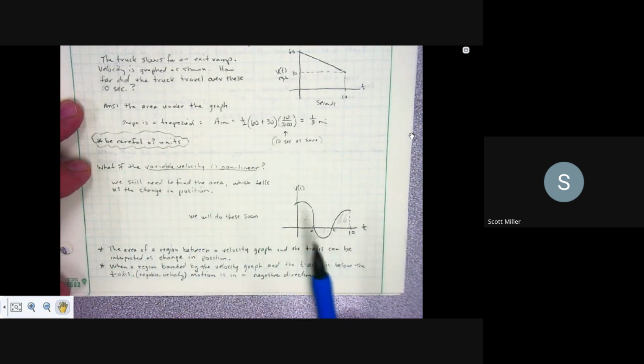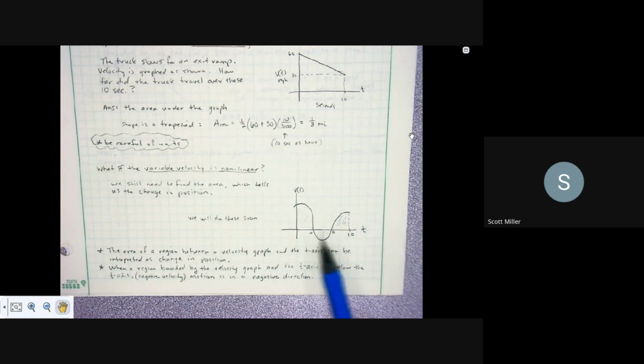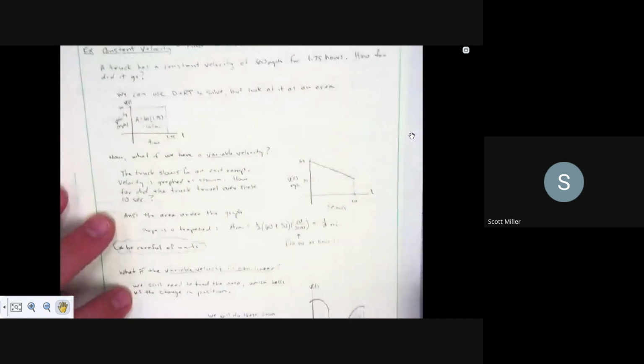We'll do ones like this pretty soon. But we can talk about it already. So the area of a region between a velocity graph and the t-axis can be interpreted as the change in position. When the region bounded by the velocity graph and the t-axis is below the t-axis, we have a negative velocity. Okay, the motion is in a negative direction. Okay, so let's look at some examples of some things.